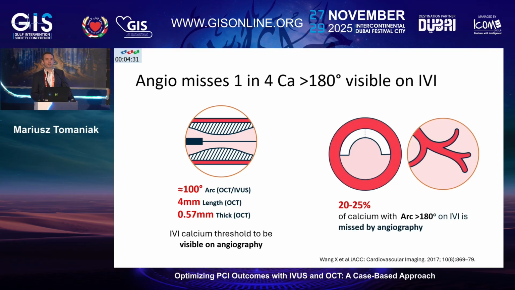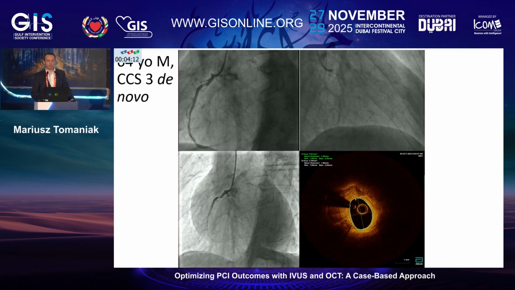For me, particularly convincing is the fact that just looking at angiography, we will miss 1 out of 4 substantial calcified plaques. By substantial, I mean those involving at least 50% of the vessel circumference, that would be easily and clearly visible either on IVUS or on optical coherence tomography.